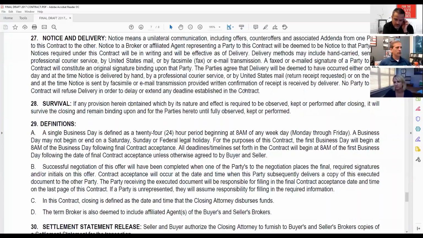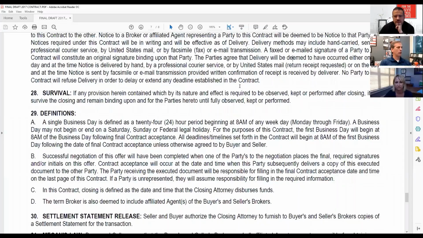Under notice and delivery, it's arguable right now. I think under our law, it probably would be allowed, even though it says delivery includes courier service, U.S. mail, facsimile, and email transmission. It's up to the judge as to whether they're going to accept the text message. I think arguably they would at this point, because it's become such a part of our everyday life. So I do believe they would. Just be careful.